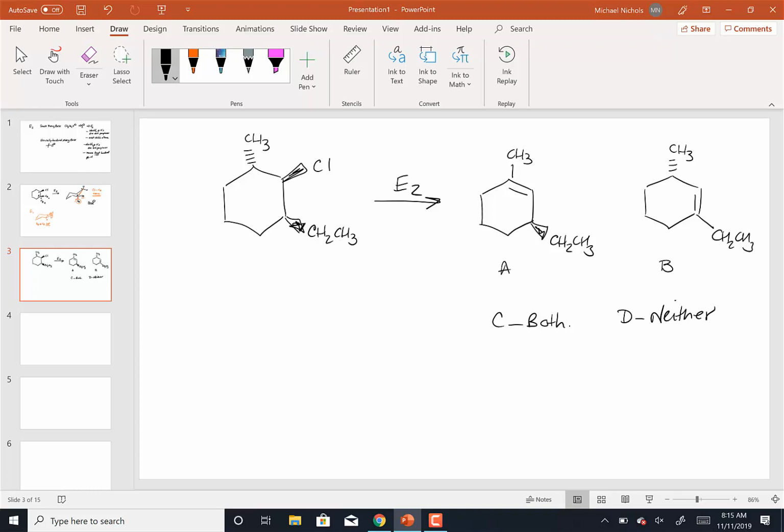So, I'll give you a minute. Notice I haven't given you a base. I'm just asking about what the possible products of this reaction are. A, B, both of them, or neither of them. We'll get the major product here in a minute.